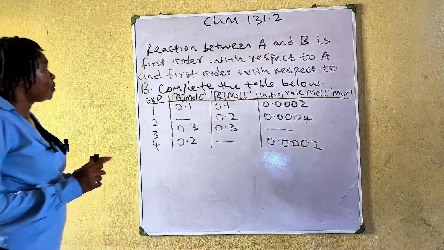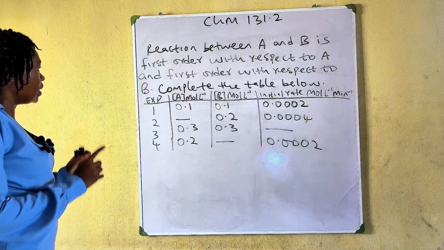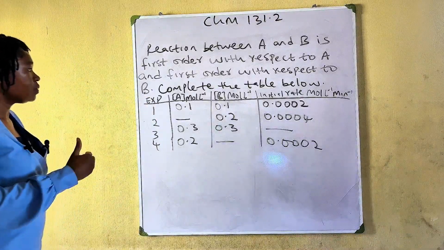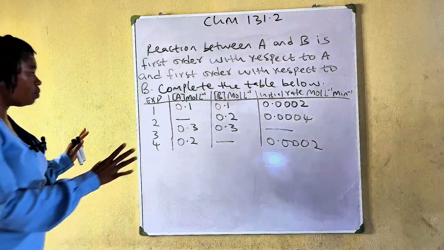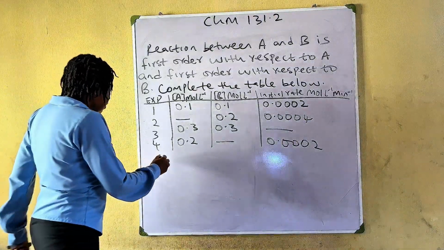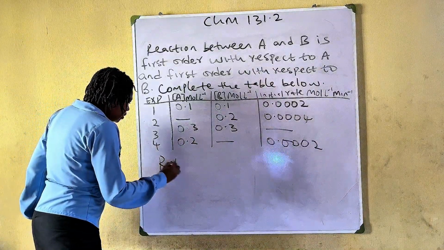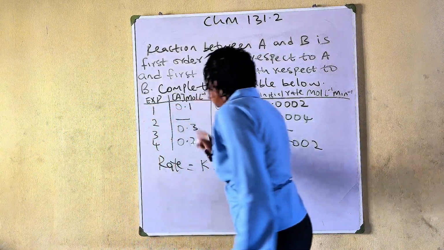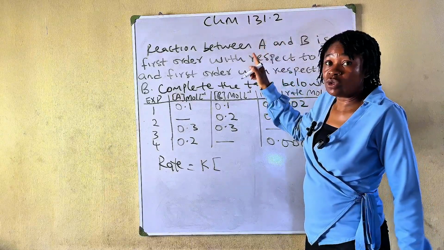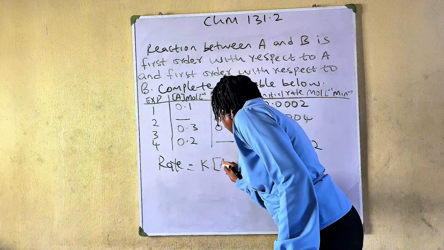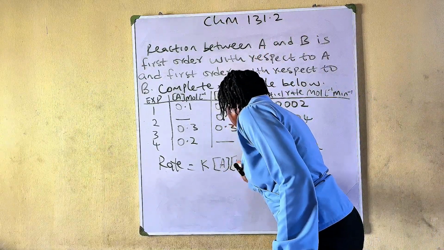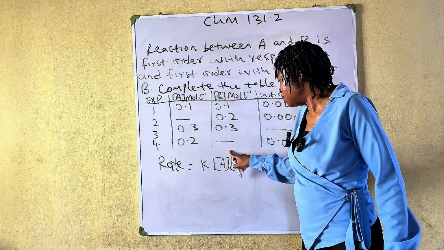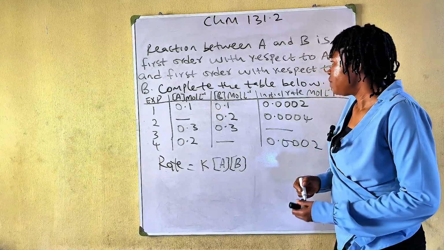Let's look at this question. The reaction between A and B is first order with respect to A and first order with respect to B. Complete the table below. So let's look at the rate. Write the rate law for this. So k, we are told that the reaction is first order with respect to A and first order with respect to reactant B. So if I put 1, this is what I have. So this is the rate law.